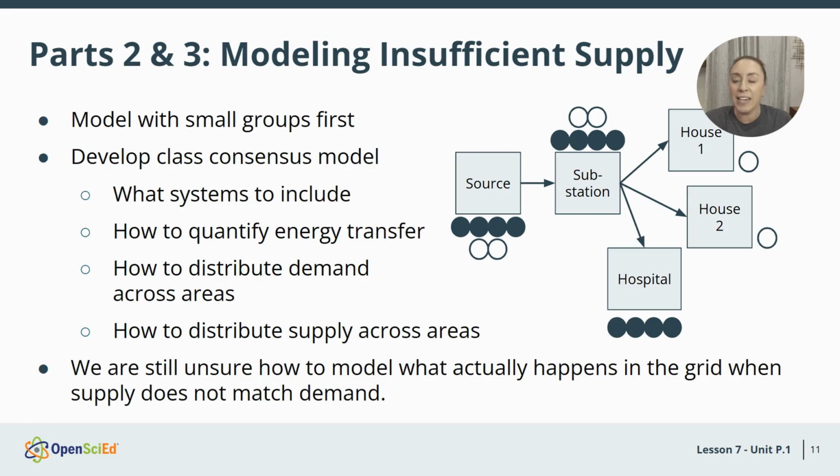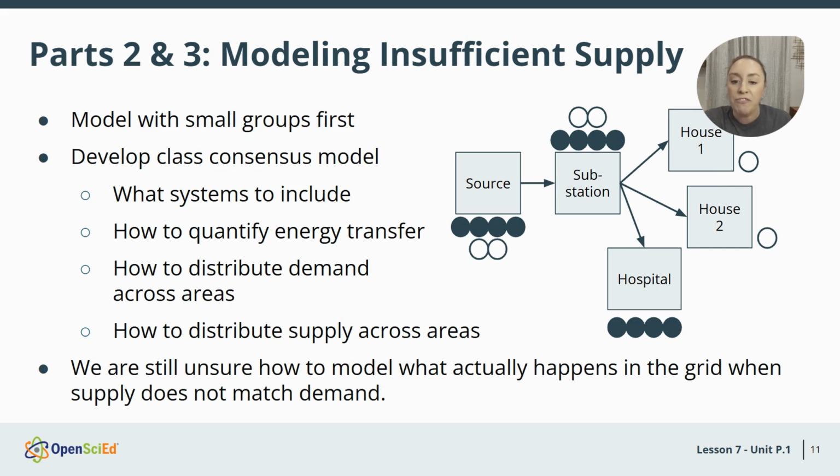The first one, again, is happening in day 1 over the course of parts 2 and 3, where students are modeling on their own and then together as a class what insufficient supply would look like. And students do this, again, as I mentioned, as a group and then as a class. And throughout this, what's really key is identifying what we as a group think are the systems or subsystems that we should include in our component boxes.